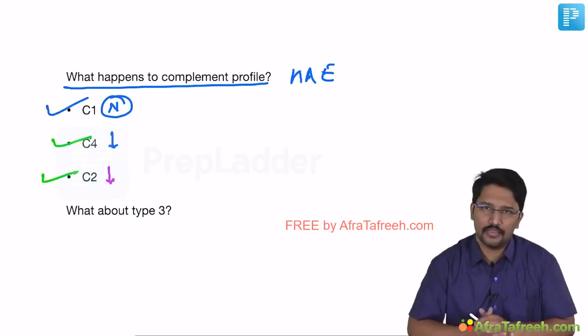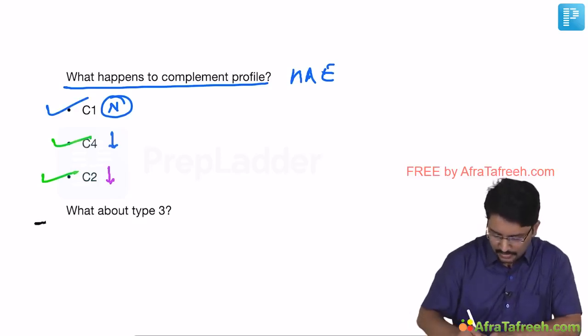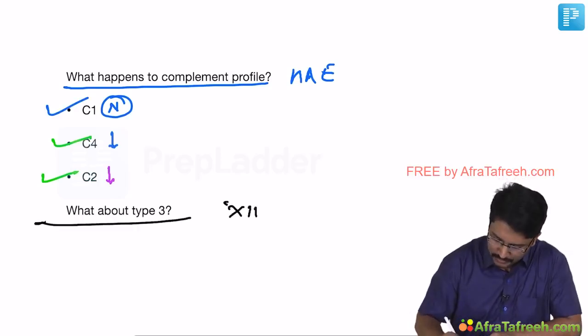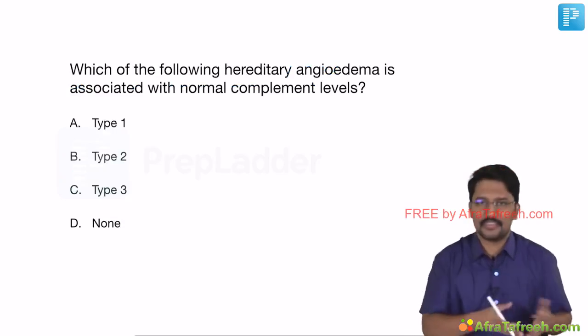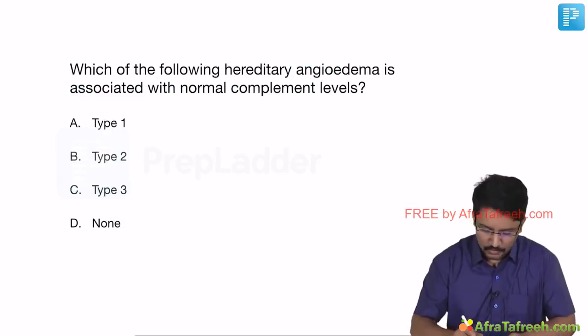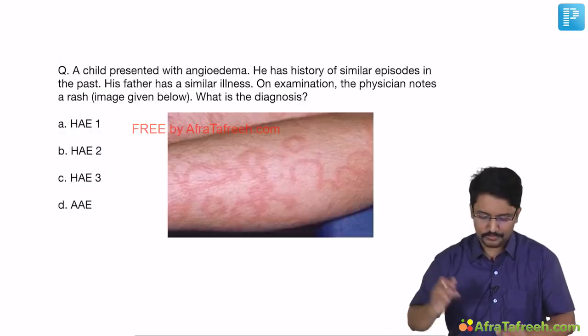What happens to type 3? Obviously, it is not related to C1 inhibitor deficiency or dysfunction. It is because of the mutation of factor 12, and hence the complement levels in these patients are normal. This question is essentially asking the same fact. Which of the following hereditary angioedema is associated with normal complement level? The answer is obviously type 3.